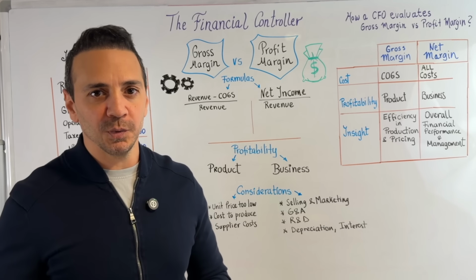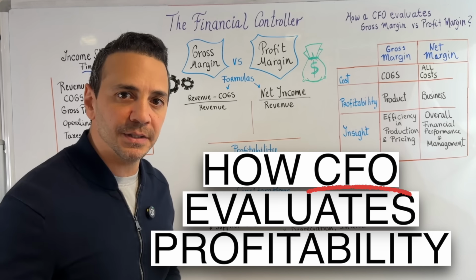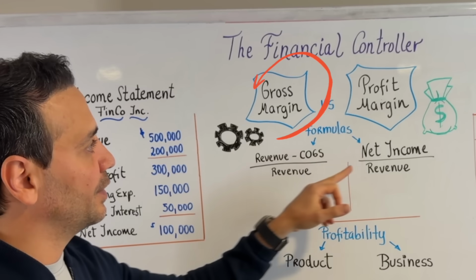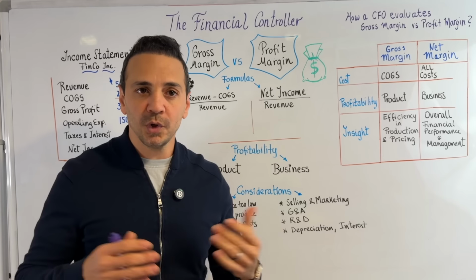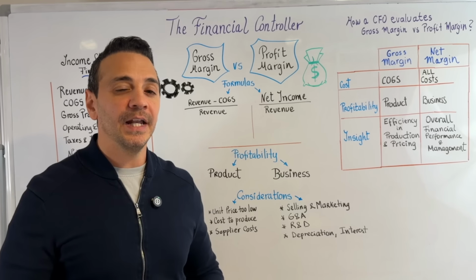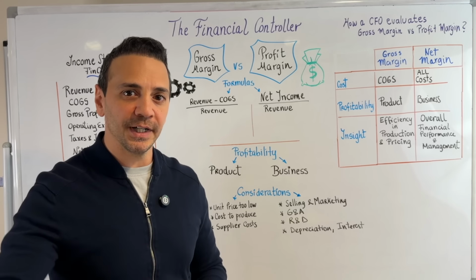In today's lecture, we'll be talking about how a CFO evaluates the profitability of a business using two important profitability metrics: gross margin versus profit margin. So we'll talk about the calculation and the insight that you get from each of these two. And if you understand them really well, you can read the financial health of a company in just minutes. So if you like this topic, let's dive right in.